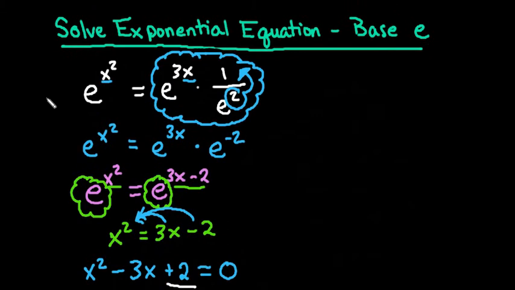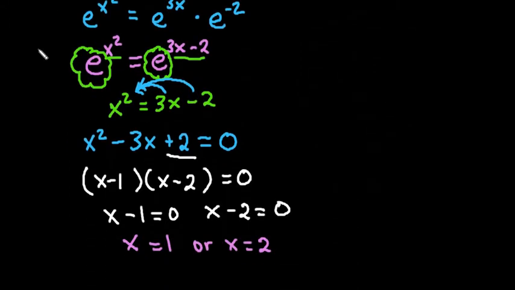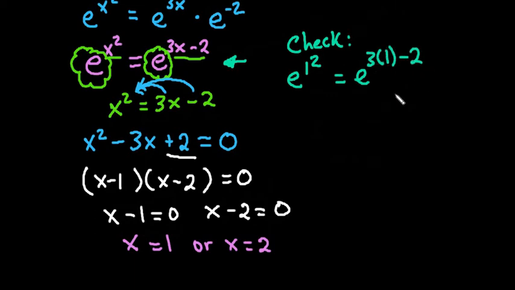You can go back to the original equation and plug in both of those values to check. If you have a calculator, you could just plug it into your calculator to see if the expressions are the same. Since I don't have a calculator, I'm just going to use this one right here because we already simplified it, to plug both values in to make sure that they do work. So I am going to go ahead and check this because it's always a good idea. So I would have e to the 1 squared equals e to the 3 times 1 minus 2. So if I simplify both sides, that gives me e to the first power equals e to the first power, or e equals e, which is a true statement. So we know that x equals 1 does work.